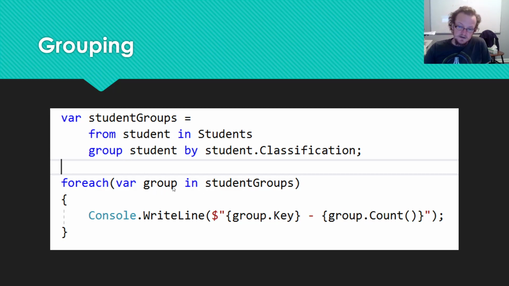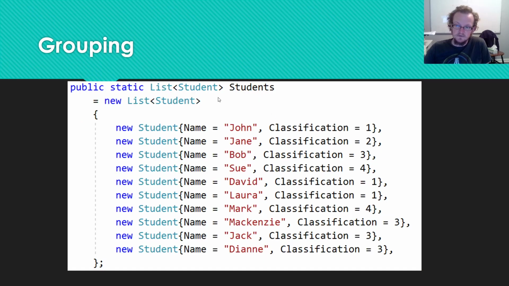And so what we're doing here is looping over each of these student groups that is created by grouping my students by classification. If you go back here, you can think John and David and Laura will all be in the same classification 1. Jane will be in her own classification 2. Bob and Mackenzie and Jack and Diane will all be in classification 3. And then Sue and Mark will be in classification 4.